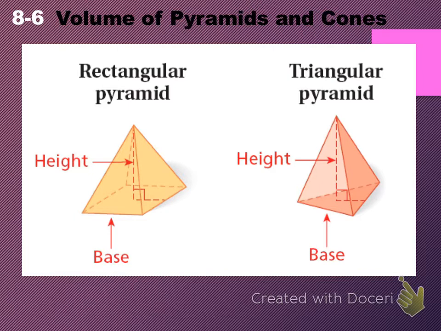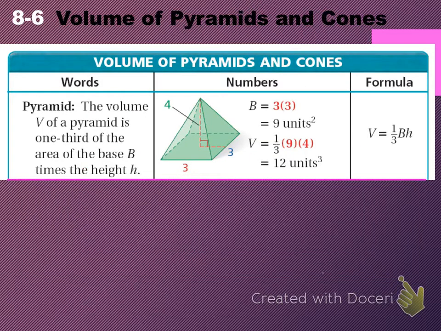A triangular pyramid has a triangle as the base. But in both of them, the height goes from the peak down, perpendicular to the base. Now, to find the volume of the pyramid, you're going to find the area of the base and multiply it times that height, times 1/3.